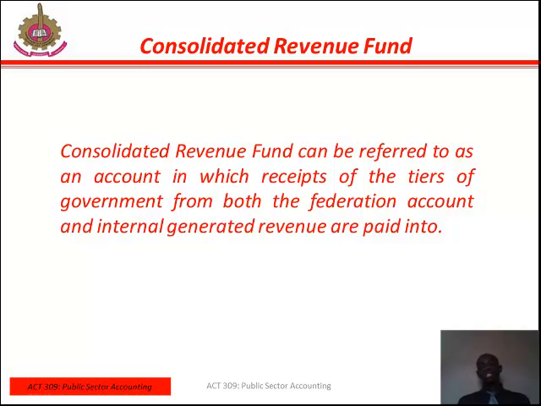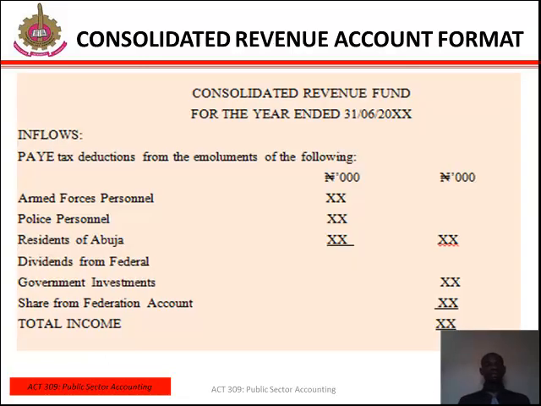Consolidated Revenue Fund is also known as Federal Government Account or POS, into which all government receipts are paid. No money can be withdrawn except by the approval of the National Assembly for the federal government and the State House of Assembly for the state government.